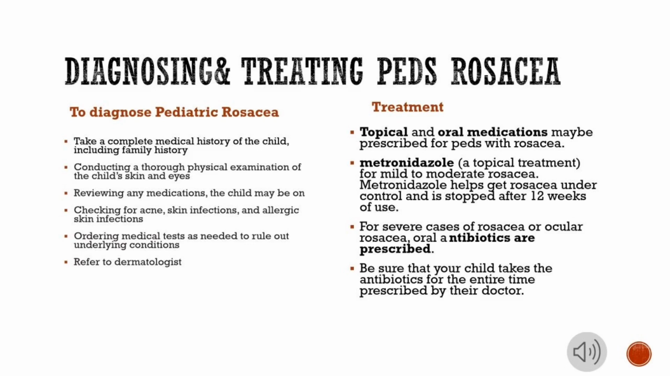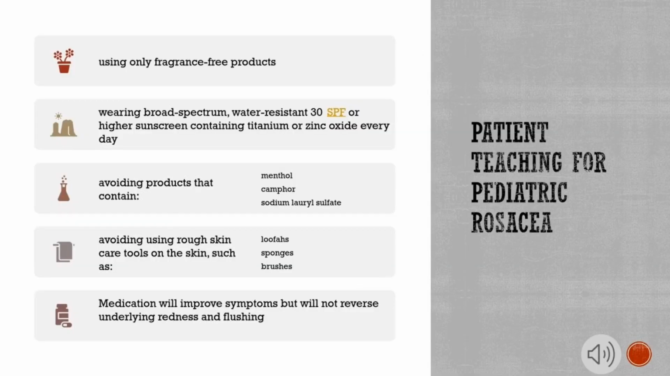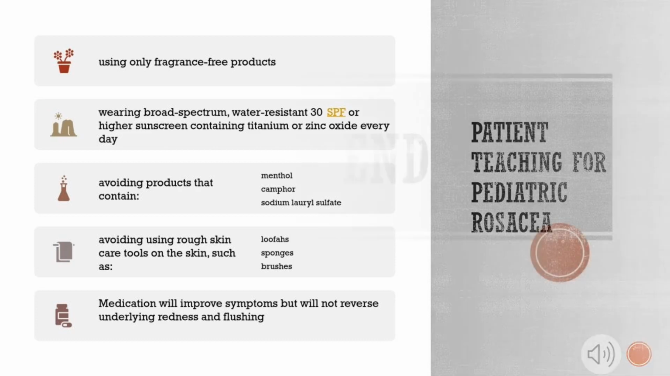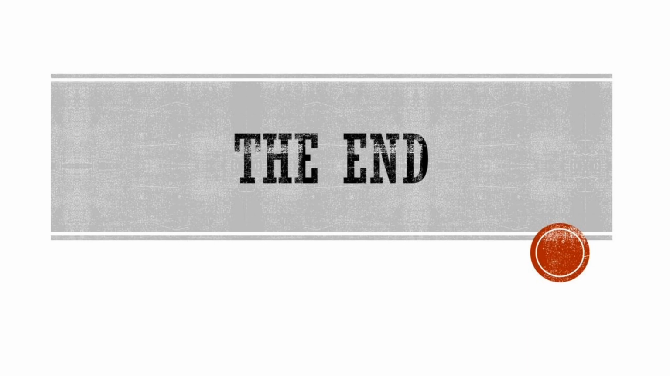Patient teaching for pediatric rosacea includes using only fragrance-free products, wearing broad-spectrum, water-resistant SPF 30 or higher sunscreen containing titanium or zinc oxide every day, avoiding products that contain menthol, camphor, sodium lauryl sulfate. Avoid using rough skincare tools on the skin such as loofahs, sponges, brushes. Medication will improve symptoms but will not reverse underlying redness and flushing.